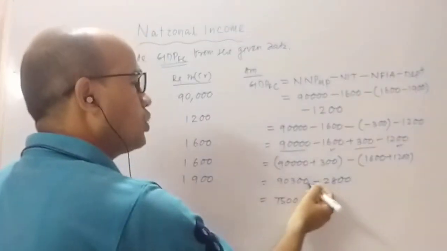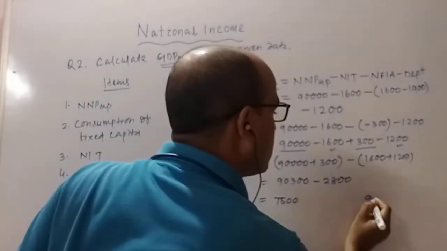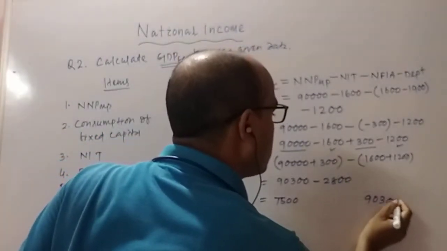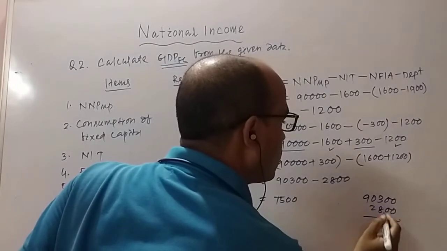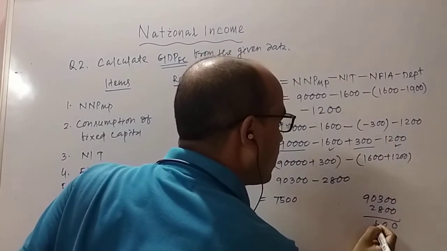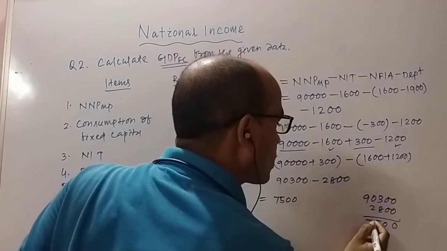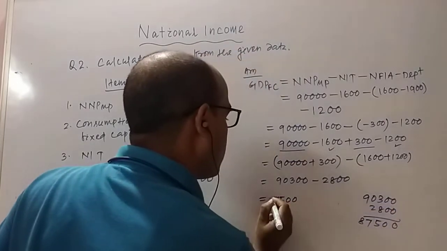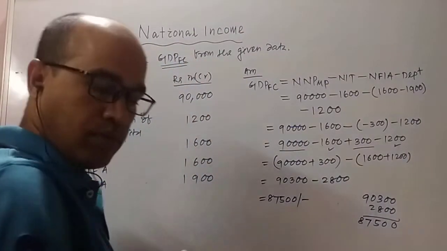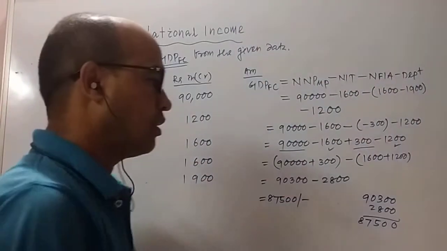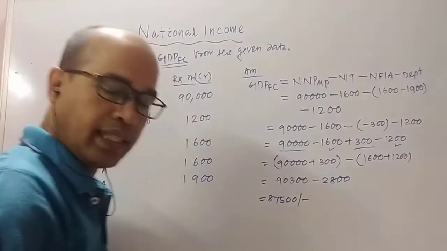Once again you check it. 90,300 minus 2,800, and 0, 0. 13 minus 8 is equal to 5. Then here 9 minus 2 is 7, and here is 8. So your answer is 87,500. Are you getting it? You can check this answer also.